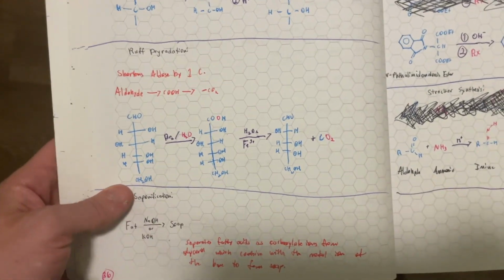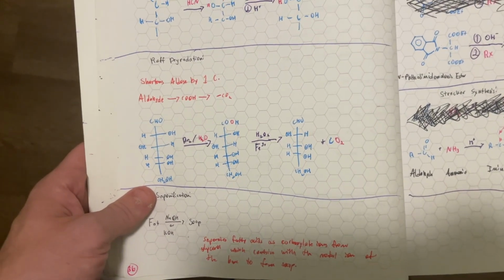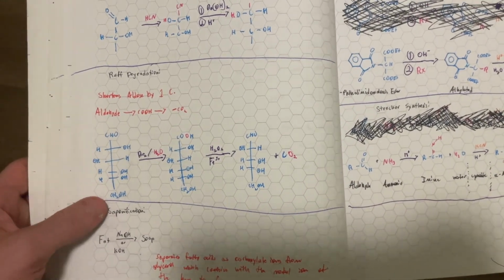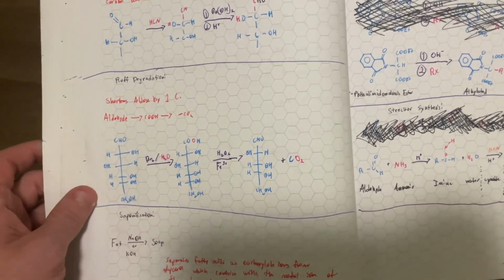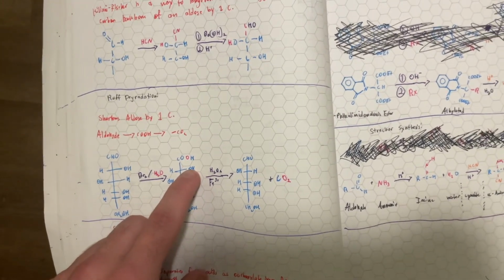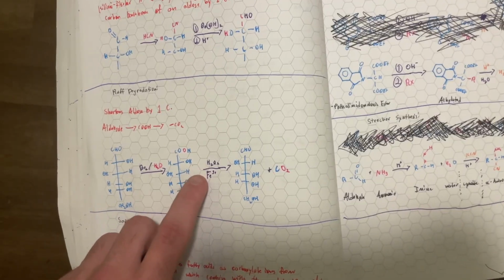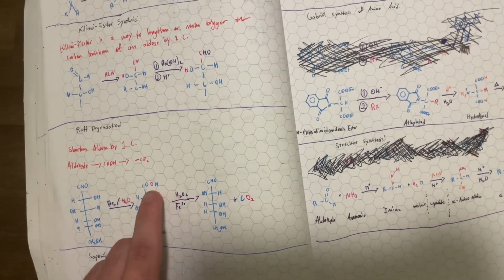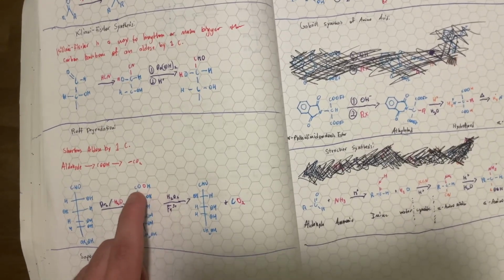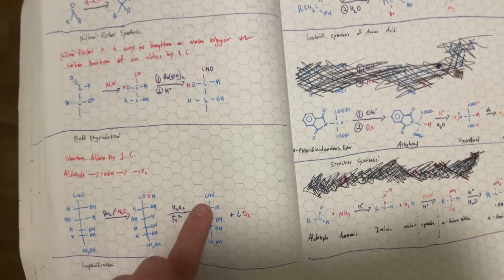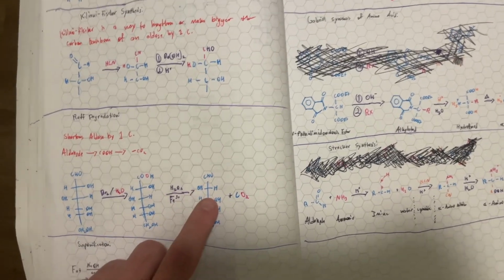And then Ruff degradation, the idea of this is you're going to shorten it by 1 carbon. All you're going to do is oxidize it first using bromine and water like we talked about before, so that you convert the aldehyde part of the aldose to a carboxylic acid, and after that you react with hydrogen peroxide as well as with iron. What that's going to do is oxidize even further, and it's going to remove this carbon as CO2, shortening it by 1 and rendering it the aldose like it was before, just without one of the carbons.